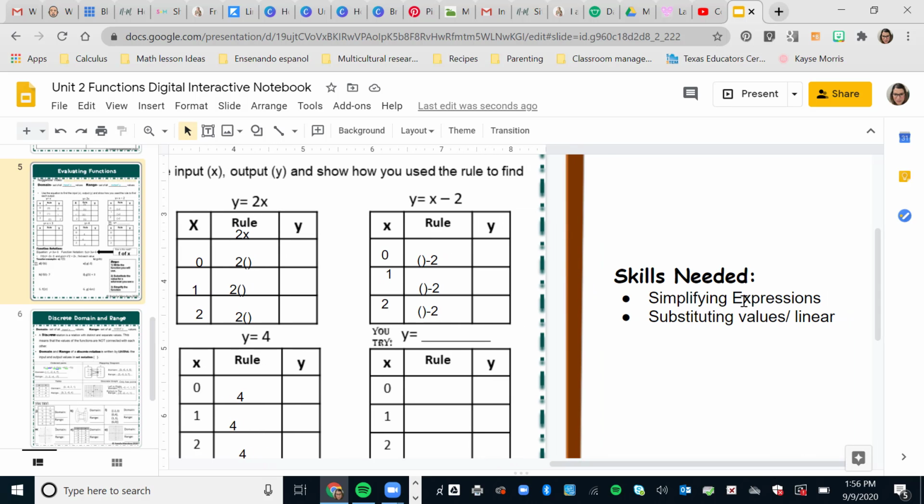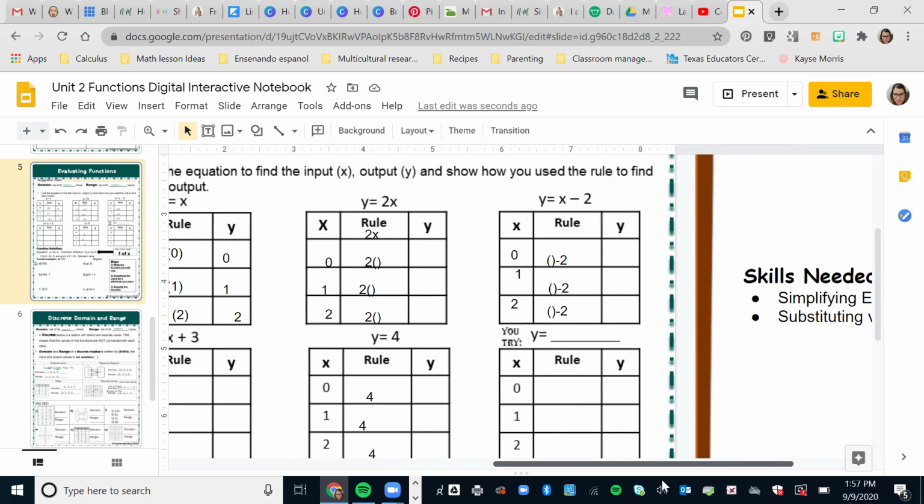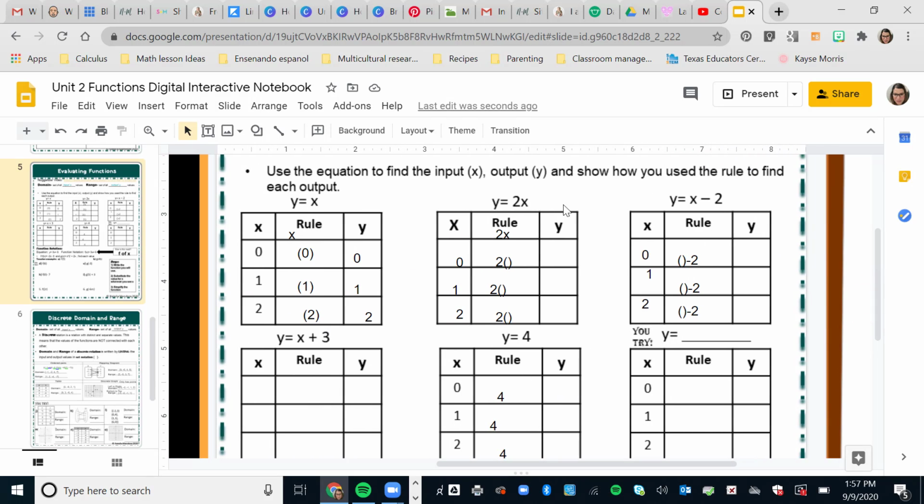Another thing that you need to remember is simplifying expressions. We did that at the beginning of our solving equations unit with combining like terms and the distributive property, and then we simplified those expressions. If you don't remember how to do that, please go back and refer to that. The reason we need to know how to simplify expressions is because when we're looking at this second example, y equals 2x, our rule is different. Our rule is no longer just x, our rule is 2x.